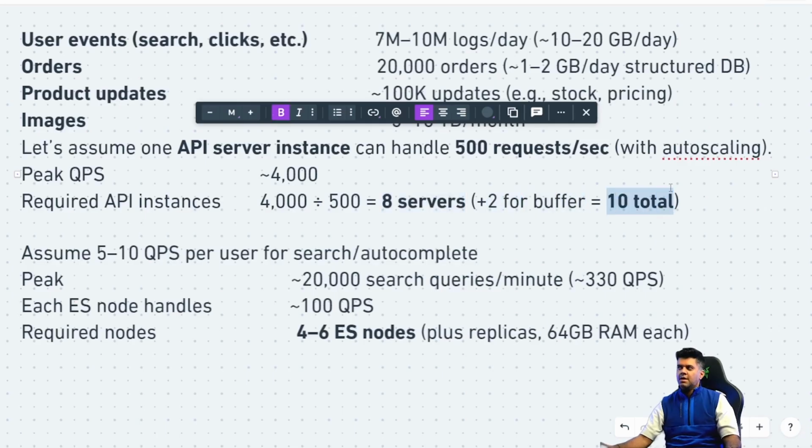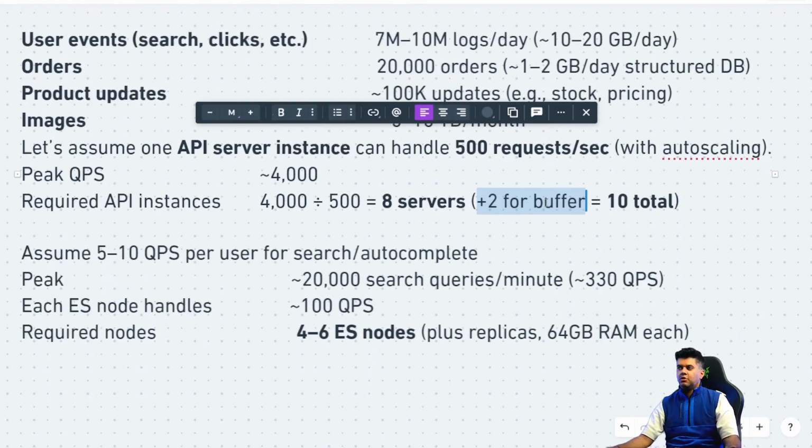That's 10 total. Now, this is great. All of these small things that you notice here are the edge that you bring to the system design round, right? Which is adding 2 for buffer. This shows that you're thinking a little beyond the system design problem, and you're thinking for scale, and you're thinking for failure, right?